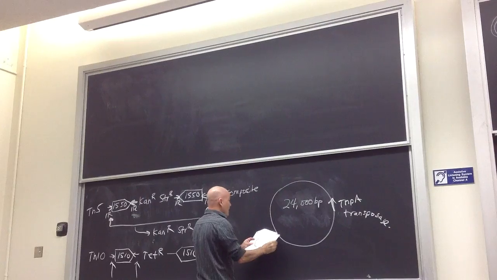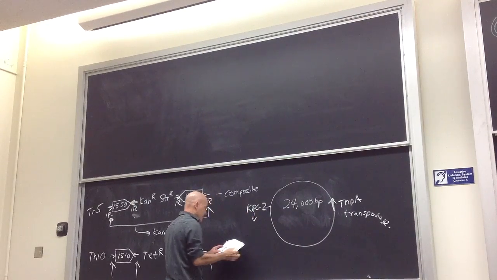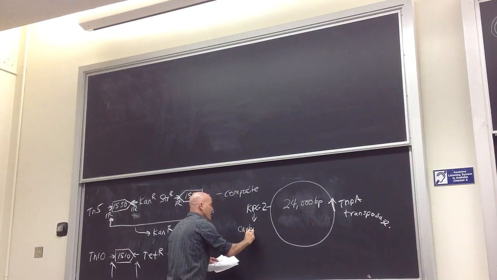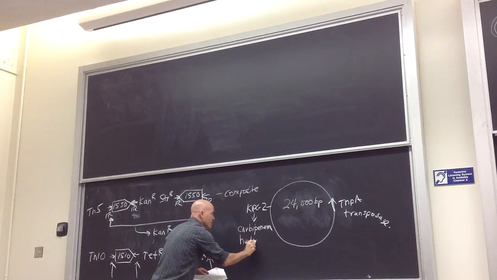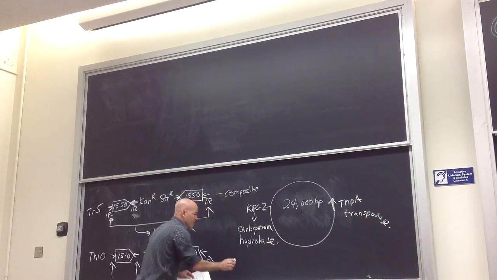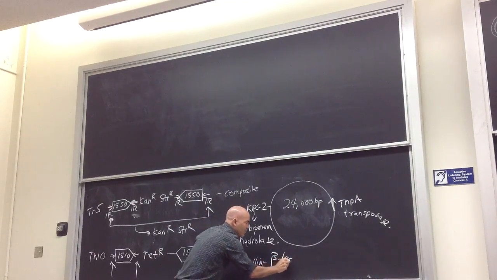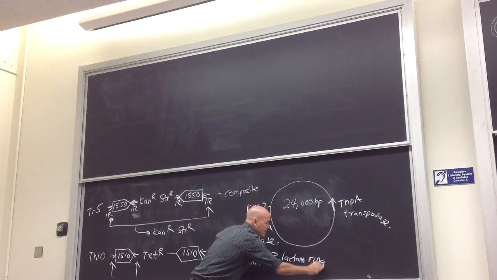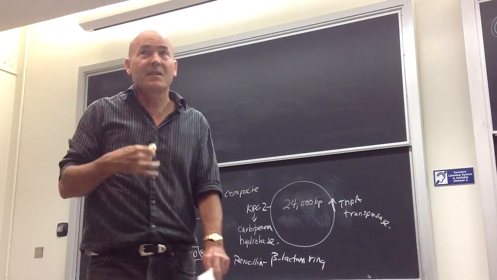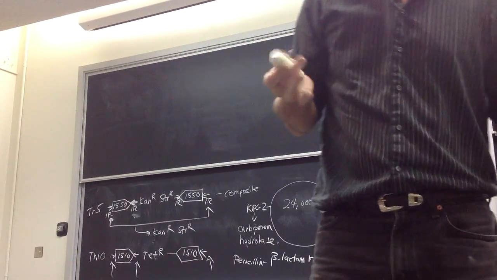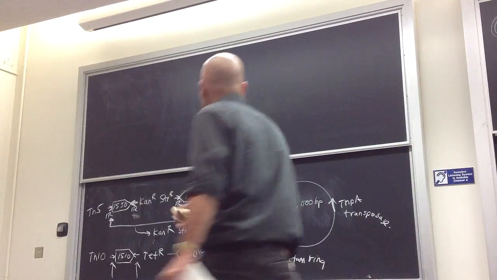It's got something called KPC2, which is a carbapenem hydrolase. This is a big deal. You see, here's the problem. Penicillin was one of the first antibiotics ever discovered, and it has a beta-lactam ring. And penicillin was super effective. It saved a lot of lives. World War II, saved a huge number of lives. And the problem is bacteria make penicillinases, and the penicillinases have spread so much that penicillin isn't nearly as effective as it used to be.